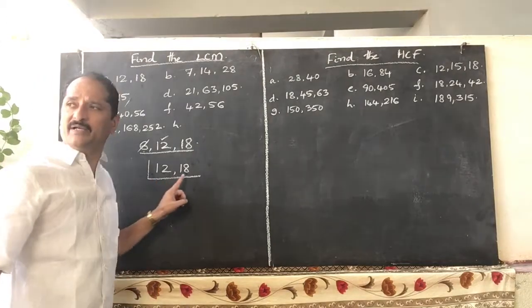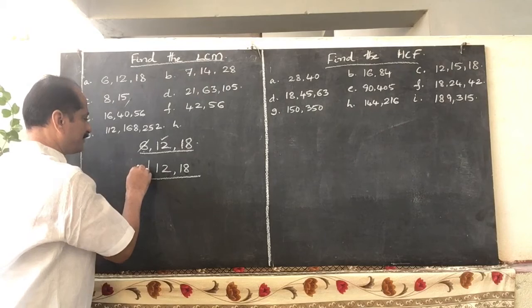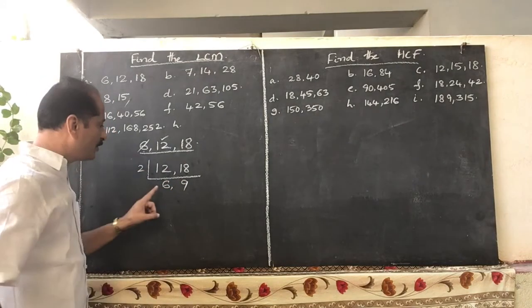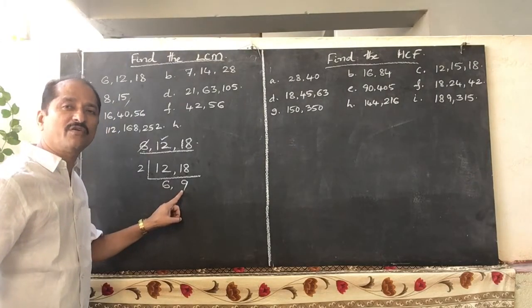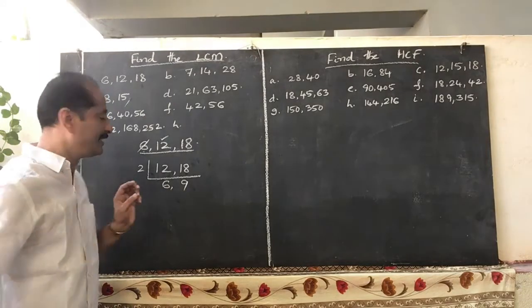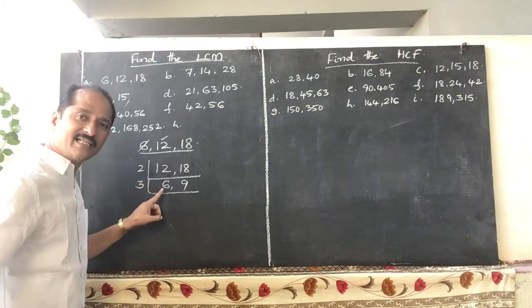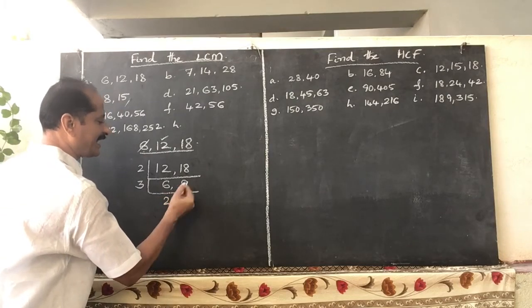Now, is it divisible by 2? Yes, 12 is divisible by 2, and 18 is also divisible by 2. So divide with 2: 2 sixes are 12, 2 nines are 18. Now only 6 is divisible by 2, but 9 is not. So we go for the next prime number, that is 3. How many 3s are there in 6? 2. So 3 twos are 6 and 3 threes are 9.